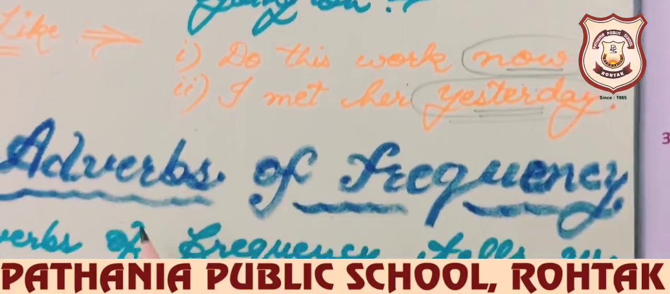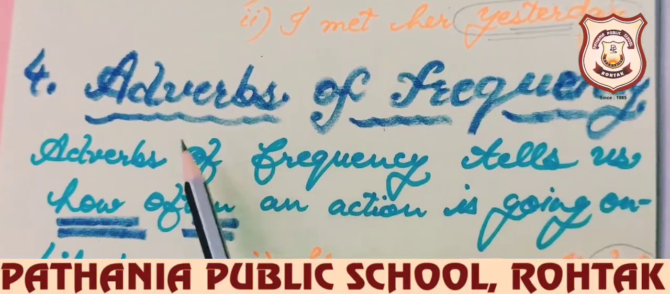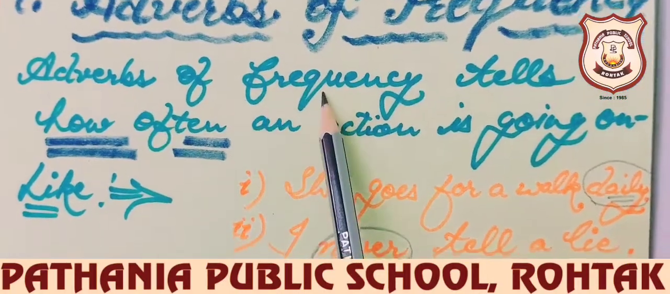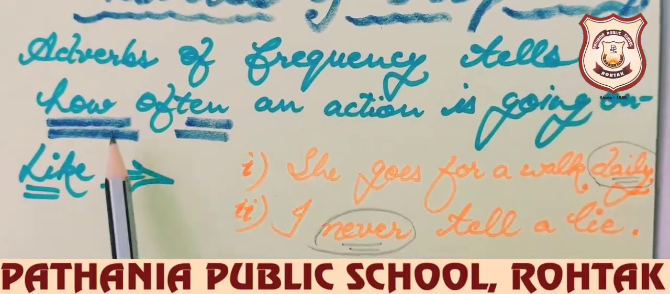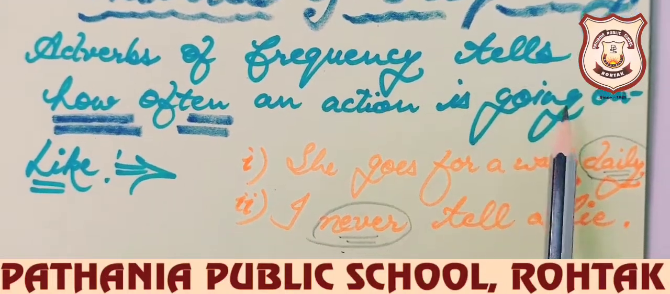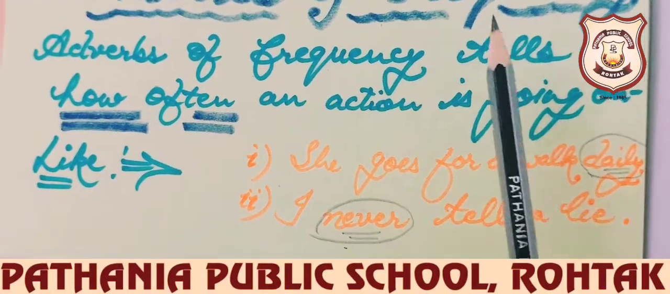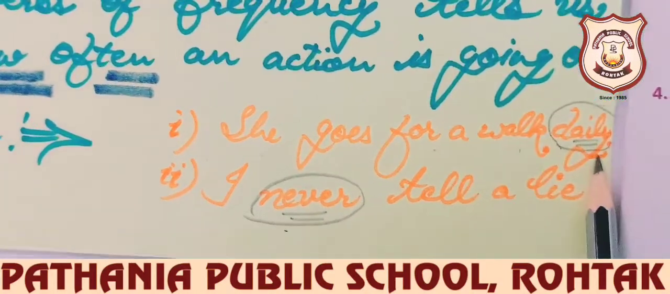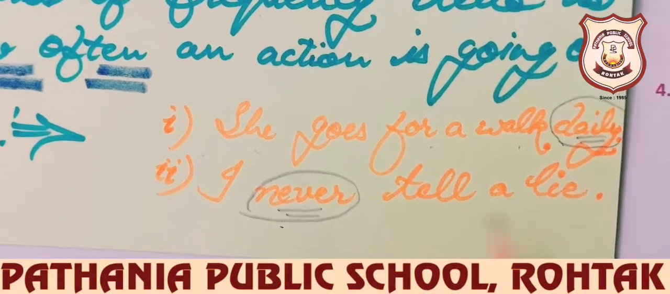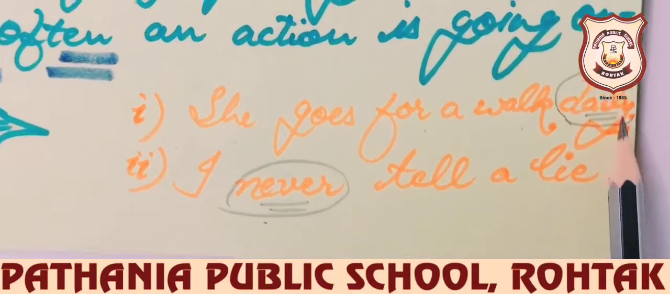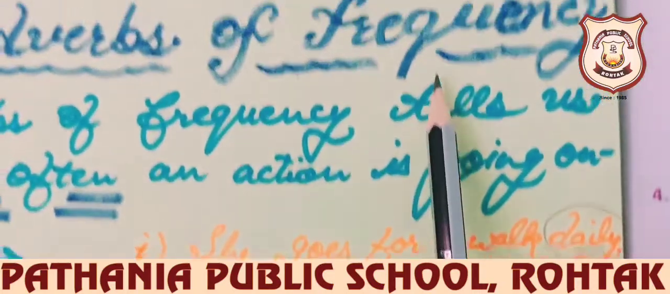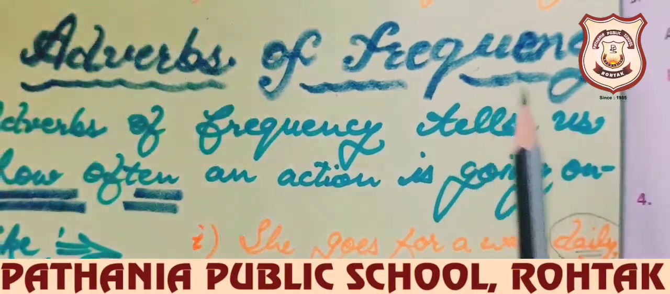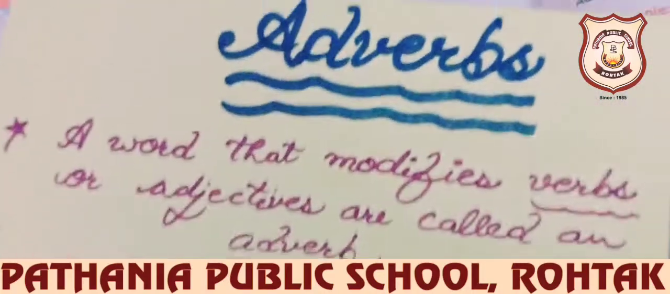Our last kind is adverbs of frequency. Adverbs of frequency tell us how often an action is going on. How often? Daily, sometimes, never. She goes for a walk daily. I never tell a lie. So never and daily are examples of adverbs of frequency. Got it? So I hope you learn the definition of adverbs.